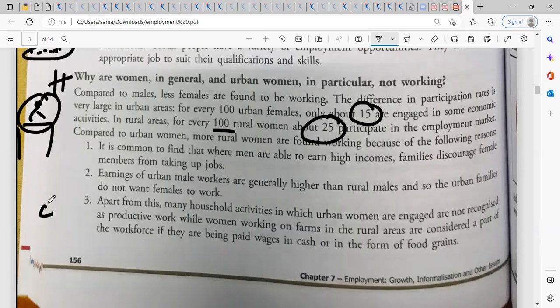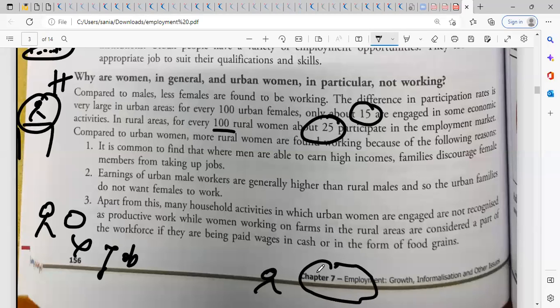So basically what happens, for example, in an urban area, if a woman is doing household work like washing dishes, washing clothes, cooking food and all that, it's not considered a job, right? But in a rural area, if a female is engaged in an agriculture field like farms and in return is getting money, then she is employed, right? So this is also a reason: in an urban area you don't have farms where you will be doing agriculture work. So that's the reason why there is a difference between women's participation in urban as well as in rural areas.